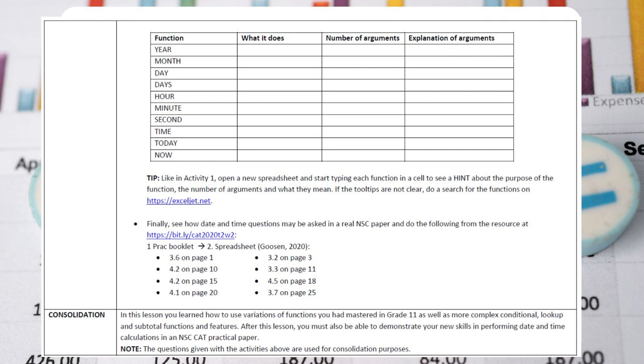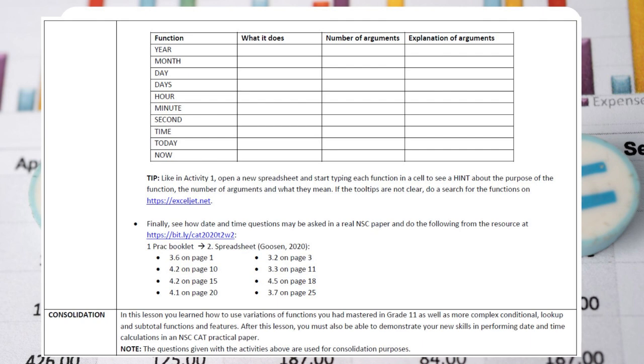Finally, see how date and time questions may be asked in a real NSC paper and do the following from the resource at https://bit.ly/cat2020t2w2, Prac Booklet 2, Spreadsheet, Goosen, 2020: 3.6 on page 1, 3.2 on page 3, 4.2 on page 10, 3.3 on page 11, 4.2 on page 15, 4.5 on page 18, 4.1 on page 20, 3.7 on page 25.